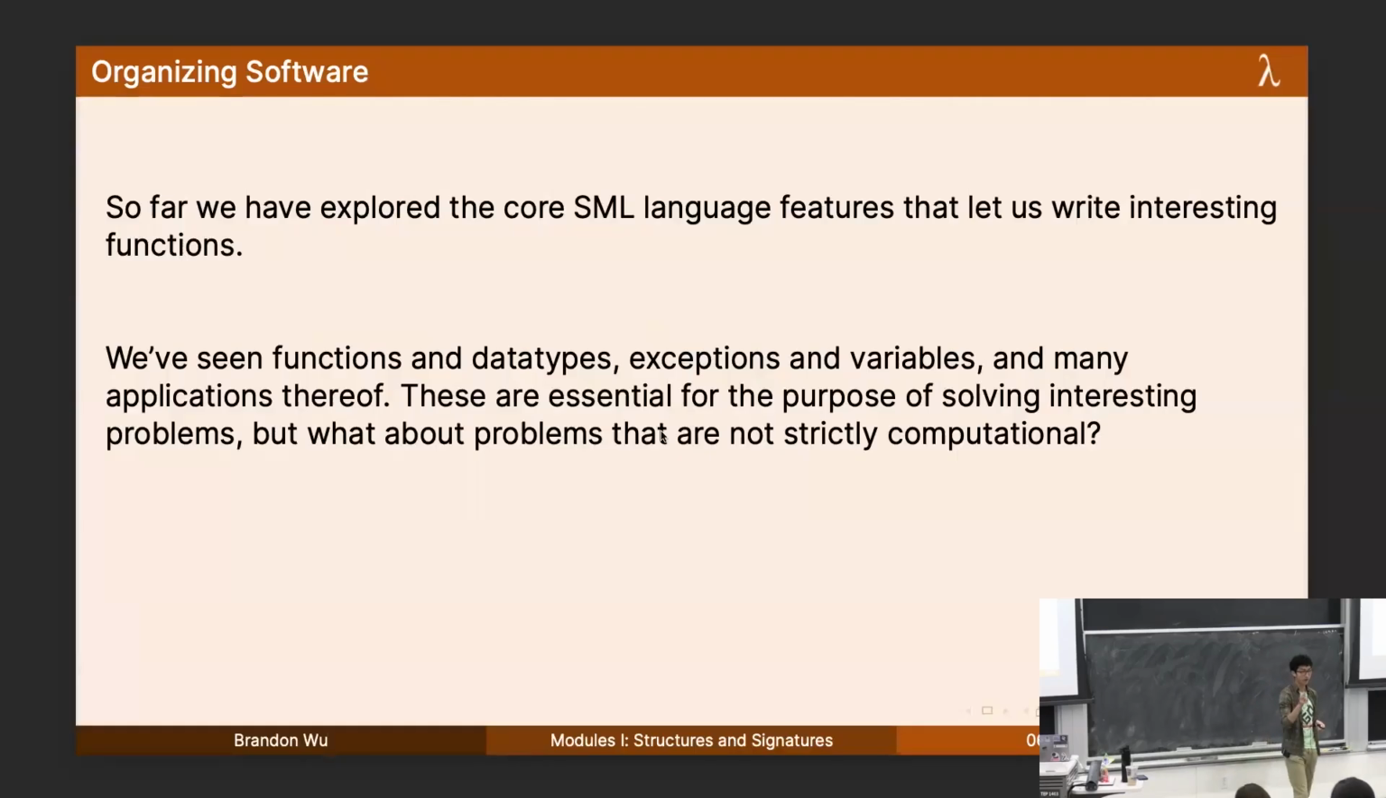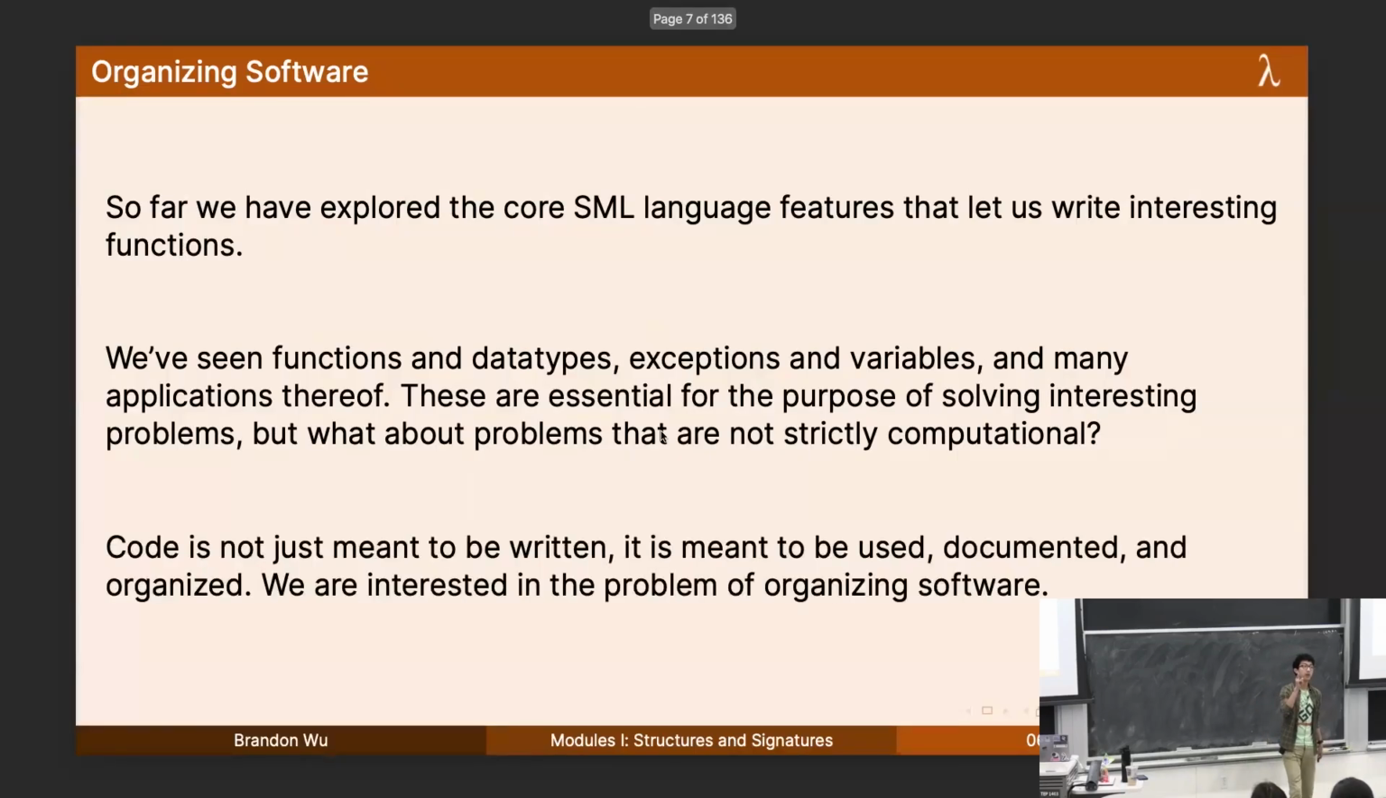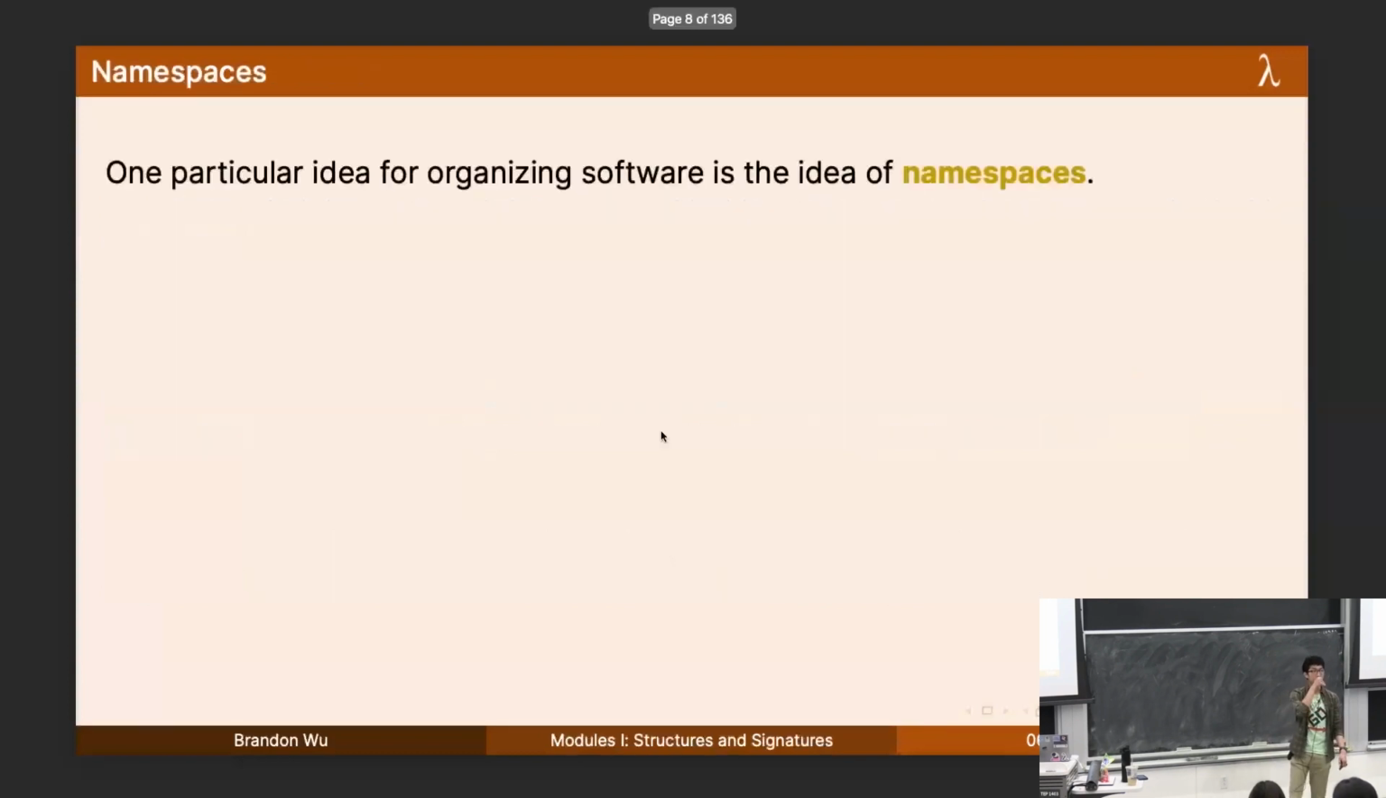Working with others is part of the name of the game, okay? So code is not meant to be just written, it's meant to be read. It's meant to be used, it's meant to be documented, okay? So what we're talking about today is how we can make that process of collaborating with others in software part of the language. And not how we can do it, but how it is part of the language in standard ML. Okay, so one particular thing that is a powerful idea for this is something called a namespace.